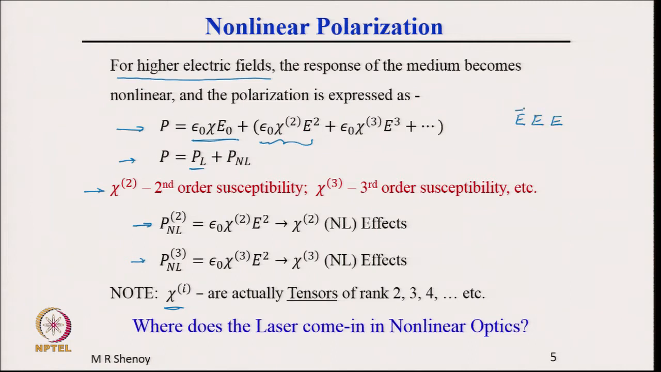So, if we write this vector, then these have to be written in the form of tensors, and therefore, the susceptibility is actually a tensor, but here I am just considering them as some scalar constant, and we are more interested in the magnitude of these susceptibilities.